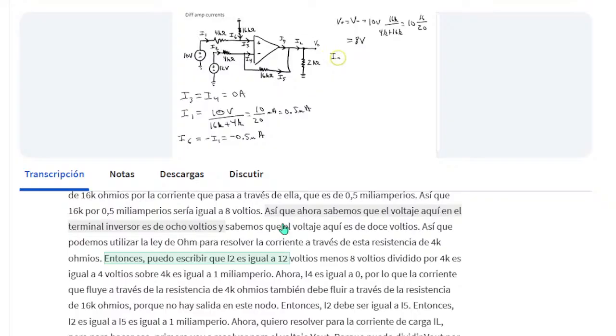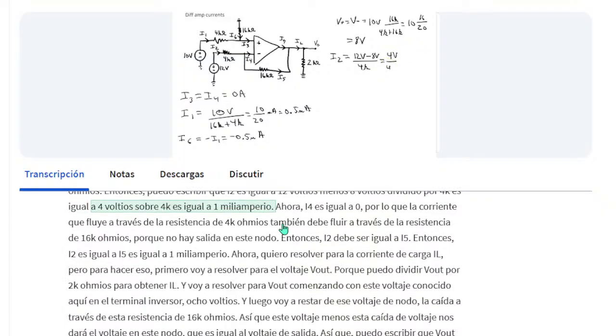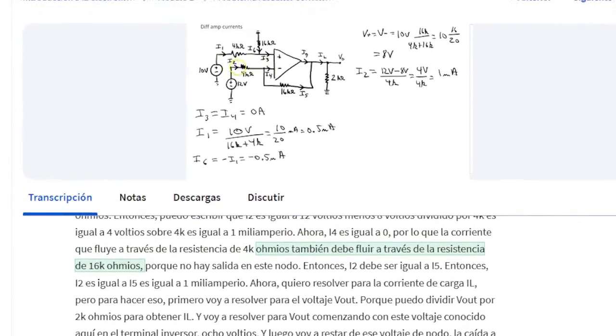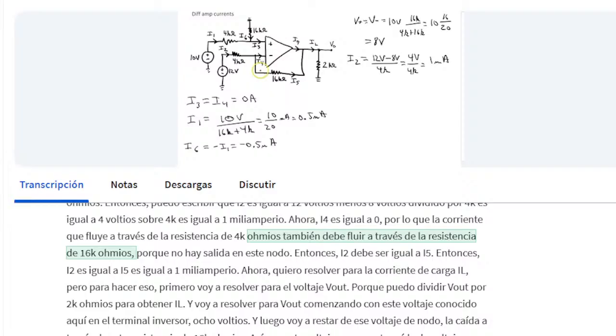So I can write that I2 is equal to 12 volts minus 8 volts divided by 4K is equal to 4 volts over 4K is equal to 1 milliamp. Now, I4 is equal to 0, so the current that flows through the 4K ohm resistor must also flow through the 16K ohm resistor because there's no way out at this node. So I2 must be equal to I5. So I2 is equal to I5 is equal to 1 milliamp.